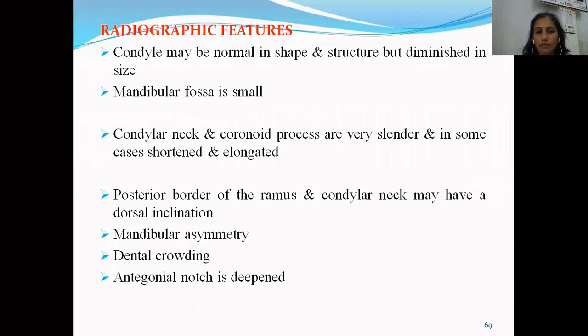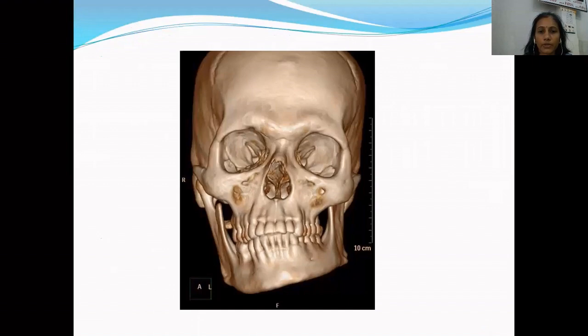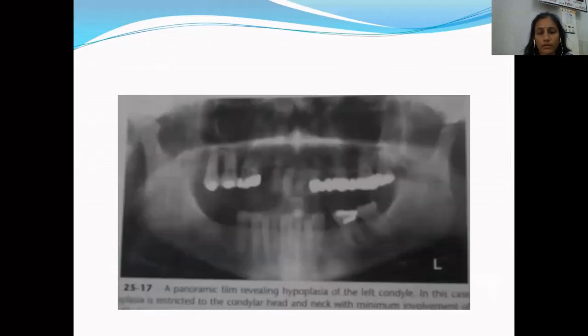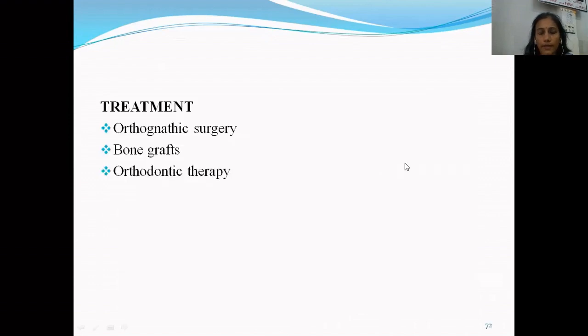Since there is asymmetry in the growth of the jaw, there will definitely be crowding and the antegonial notch will be deepened. This is a 3D image showing condylar hypoplasia on the left side of the face. This is the OPG showing hypoplasia on the right side. The treatment for condylar hypoplasia is orthognathic surgery, bone grafts and orthodontic therapy.